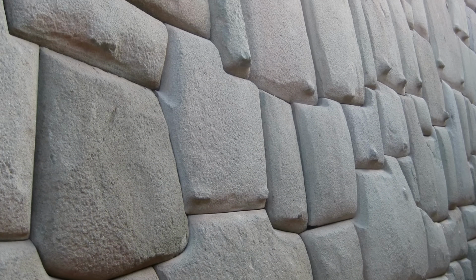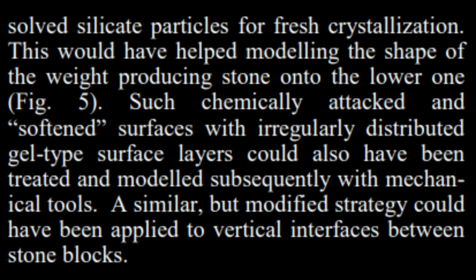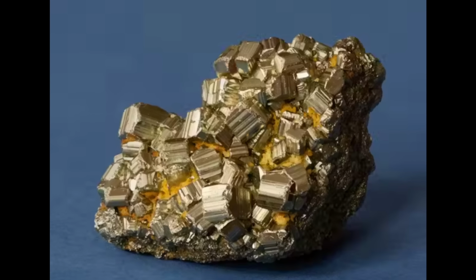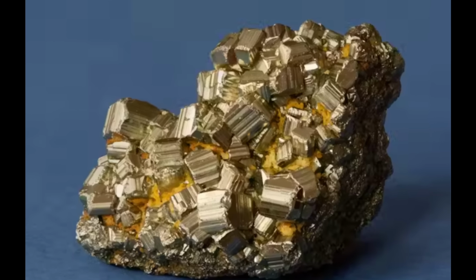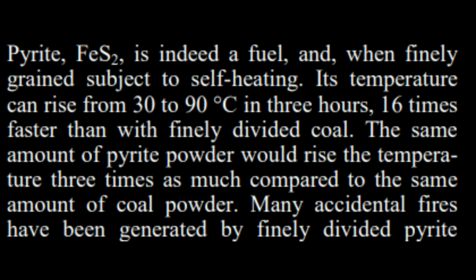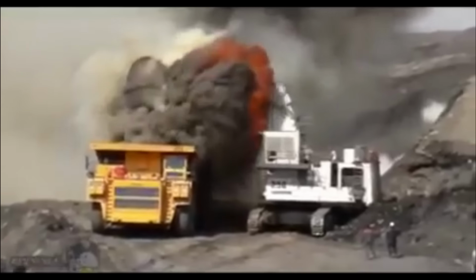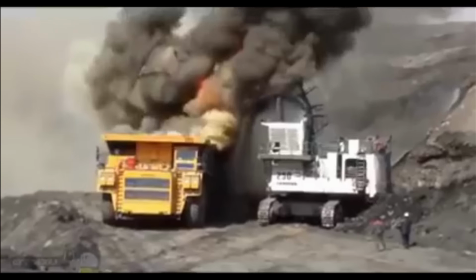When heat and pressure is applied, this gel can recrystallize back into silica, and it turns out heat and pressure is generated when pyrite is crushed by two giant rocks. Pyrite is actually a fuel, and when finely grained can actually self-heat and even combust. This happens with coal too, except pyrite does it 16 times faster, rising from 30 to 90 degrees Celsius in just 3 hours. And this is a real problem in Peruvian mines even to this day.